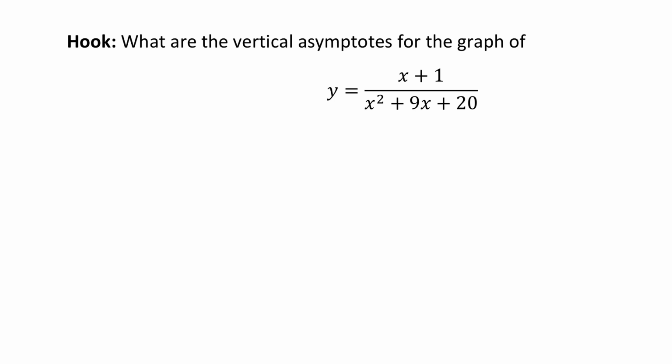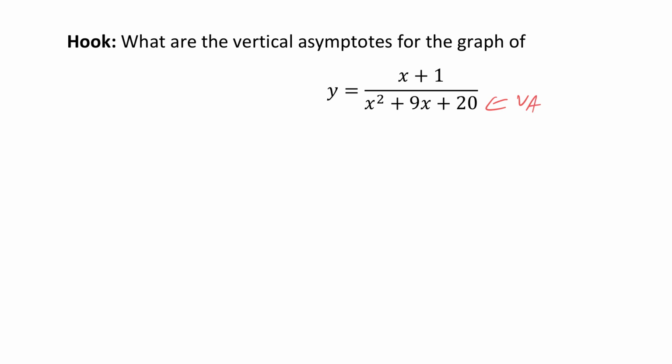Hello. In this video, we're going to be exploring vertical asymptotes, and eventually we'll look at some horizontal asymptotes as well. So let's start off with a simple rational function here. We have y equals x plus 1 over x squared plus 9x plus 20, and we would like to determine the vertical asymptotes. Now, whenever we're presented with something like this, we want to look at that denominator, and this is where the vertical asymptotes are going to come from.